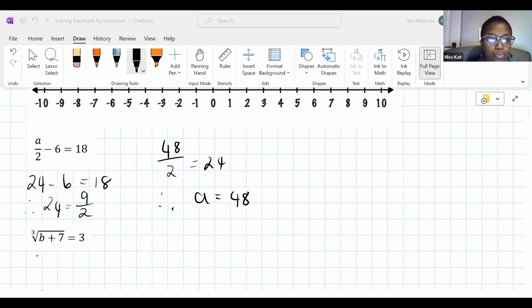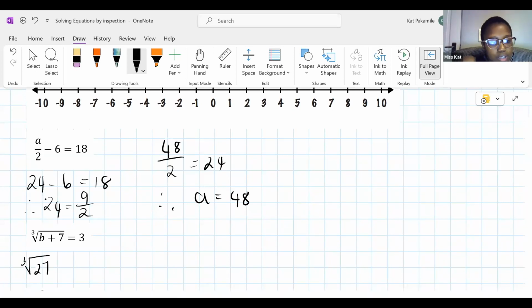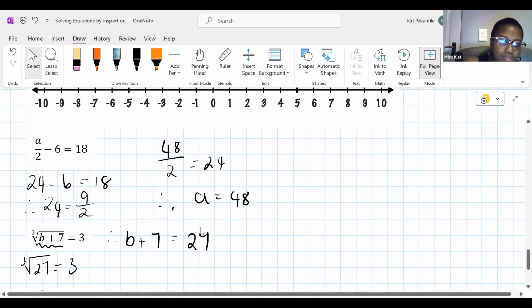The cube root of what gives you 3? Think about it, guys. Think of your cube roots. 27. And we're skipping steps again. You're not listening. The cube root of 27 is 3. Therefore, whatever is under this cube root here, which was b plus 7, is equal to 27. Okay, guys. And then we're going to say what plus 7 is equal to 27.